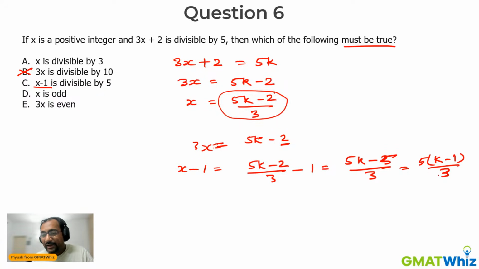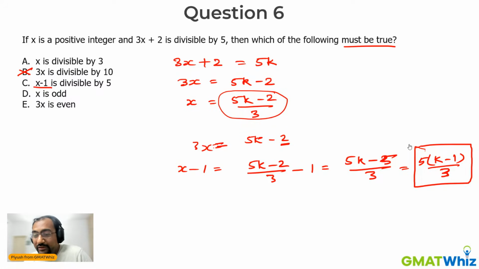Now you might say, okay, what if k minus 1 is not divisible by 3? Now it has to be divisible by 3. You don't have to worry about that, because x is a positive integer. I won't get a positive integer from this if k minus 1 is not divisible by 3. So that you don't have to worry about. Okay.